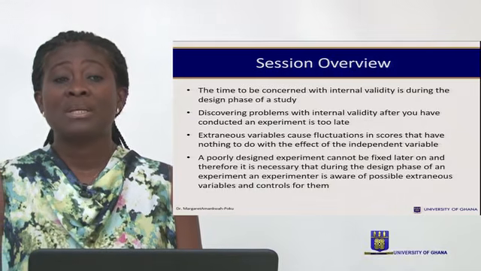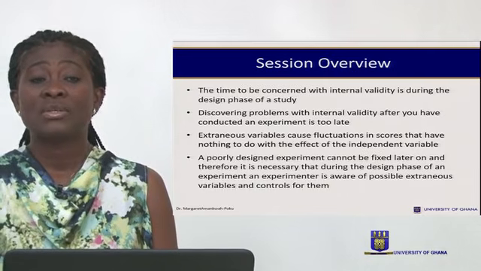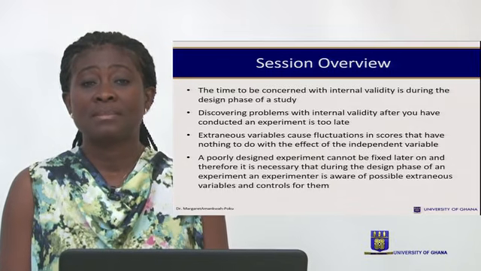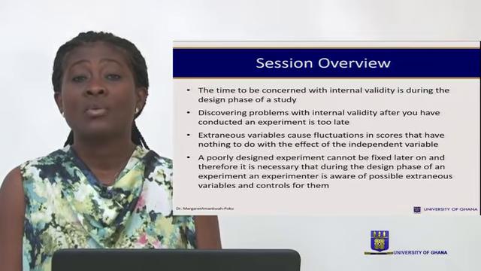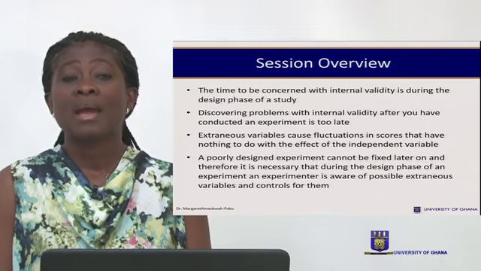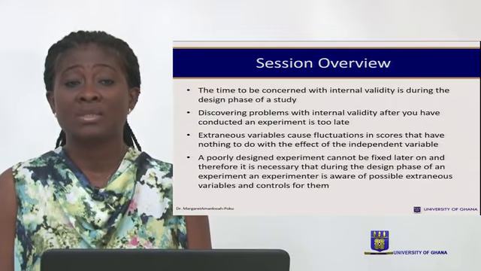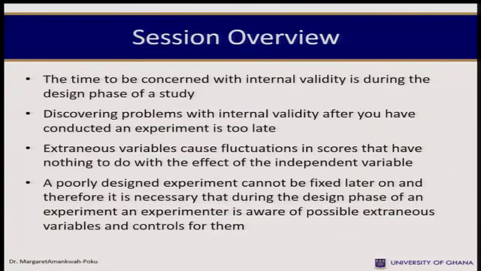Usually, discovering problems with internal validity of an experiment after you have collected your data or conducted the experiment may be too late. That is why when you are designing your study, you have to be aware of any possible extraneous variables and see how you can control these extraneous variables as you collect your data. So a poorly designed experiment cannot be fixed later. So you make sure that your design incorporates controlling extraneous variables.